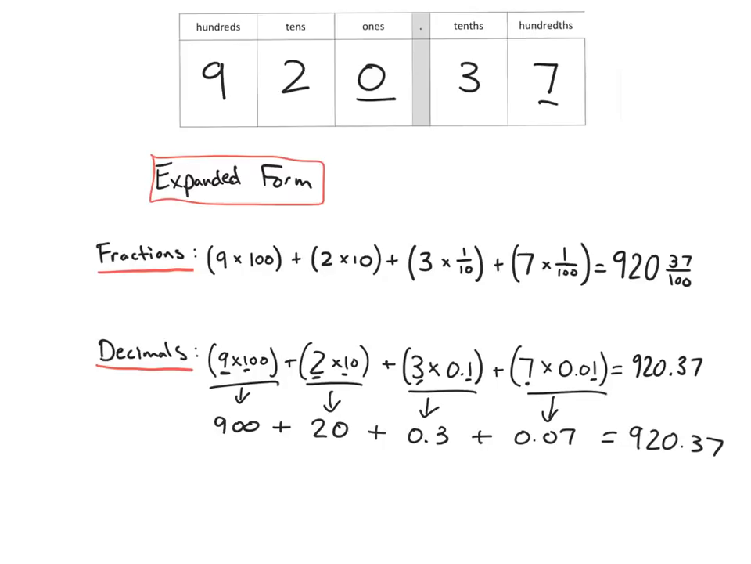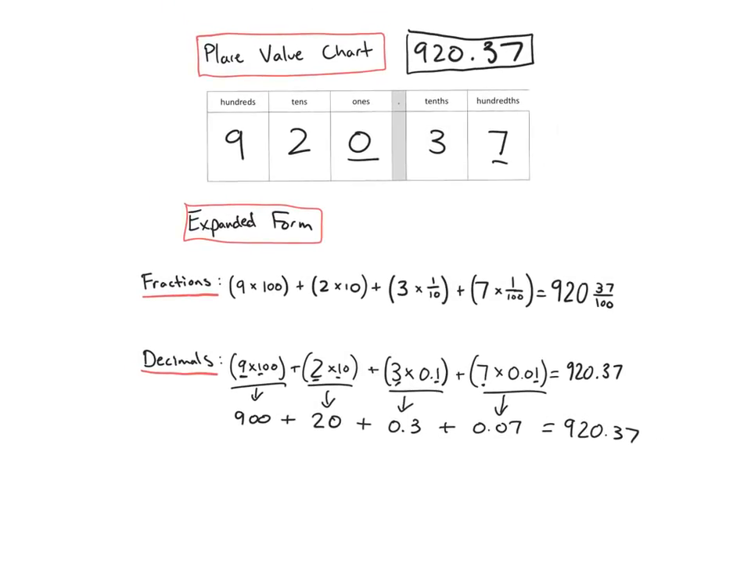And so there you have it, representing mixed numbers in the place value chart and expanded form, and representing the expanded form in both fractions and decimals, and then even going a step further and representing the value of each of the parts of the expanded form equation. So at this point you should be able to answer any of the questions in the Day 4 problem set.